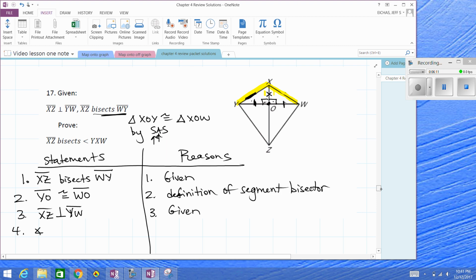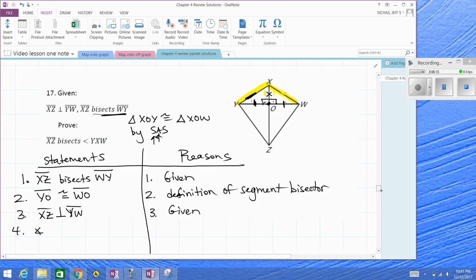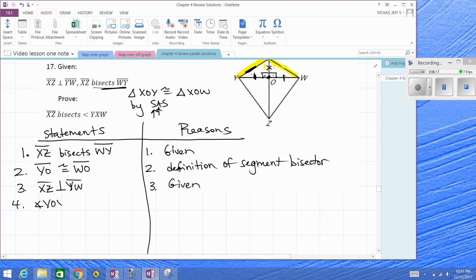So we got to use the 3-letter path though. We're going to say angle YOX and angle WOX. Technically, we've got to say they're right angles first. And that's because definition of perpendicular or perpendicular segments form right angles.